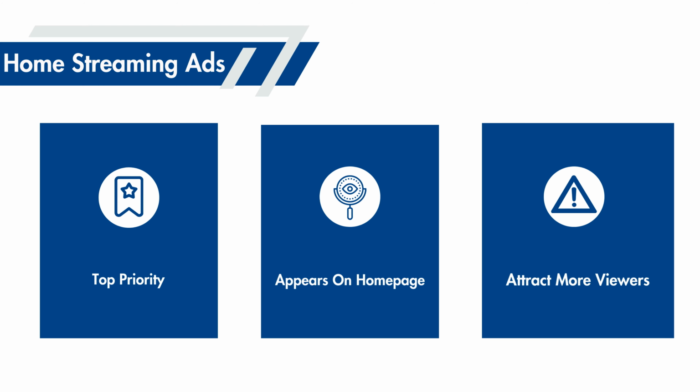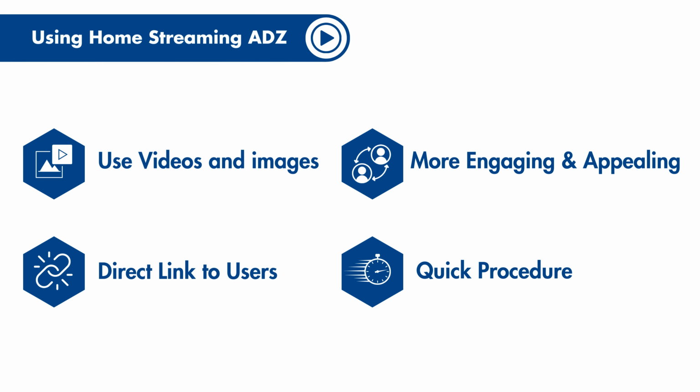Advertising on classified adverts offers many benefits for home streaming services. These ads are given top priority and appear right on the platform's homepage, making them one of the first things users see. This high visibility helps you attract more viewers to your service. By using both images and videos in your ads, you can create a more engaging and appealing experience, making it easier to showcase your streaming content to potential customers.